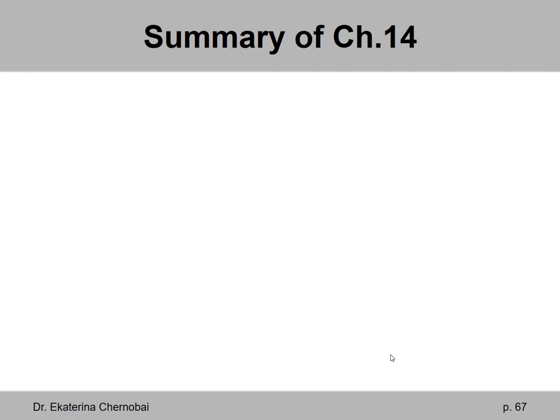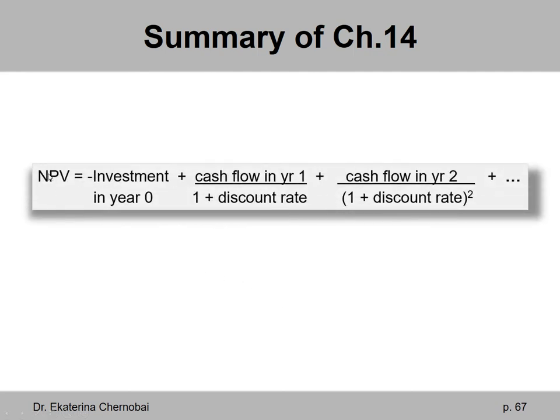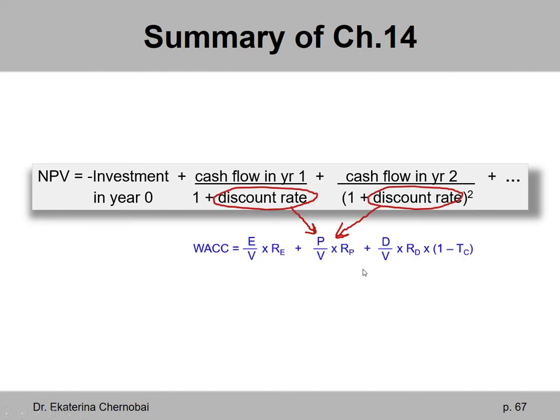Let's summarize the entire chapter 14. It's all about the net present value for a new investment project that some company is considering. By definition, the net present value for any project equals negative initial investment in year 0 plus cash flow in year 1 discounted back by 1 year, so divided by 1 plus the discount rate, plus cash flow in year 2 discounted back by 2 years and divided by 1 plus the discount rate squared, and so on. So we would keep adding discounted future cash flows.